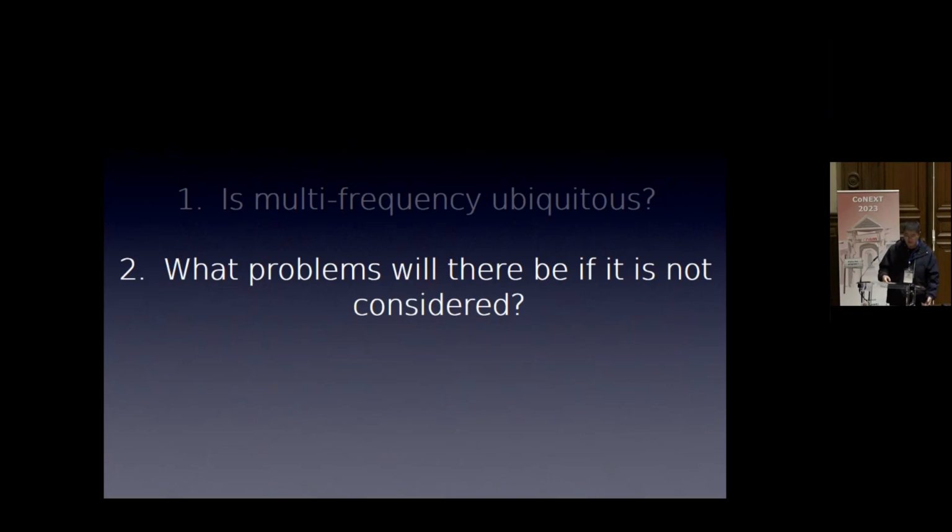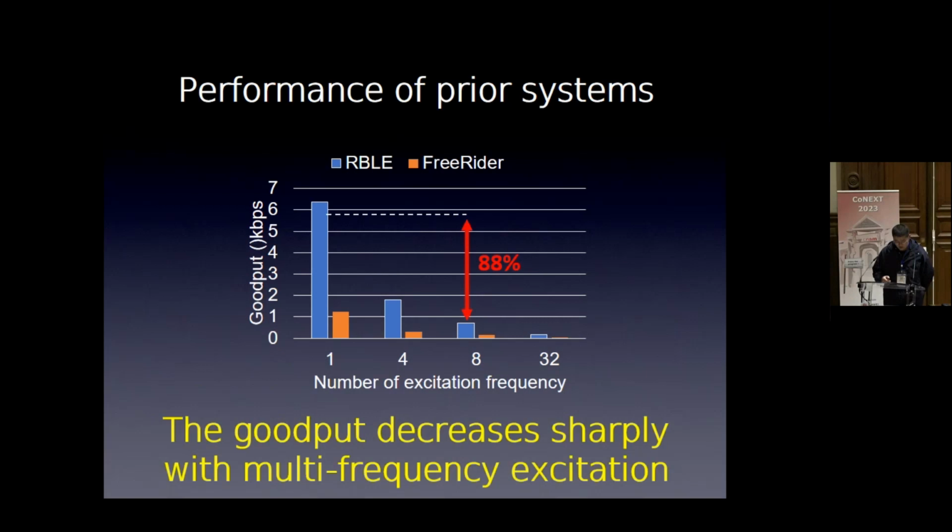So now we get that multi-frequency is ubiquitous. What problems will there be if it is not considered? We take a measurement of prior BLE systems, RBLE and FreeRider, on the multi-frequency excitations. When the number of excitation frequencies increases from 1 to 8, the output suffers from an 88% decrease.